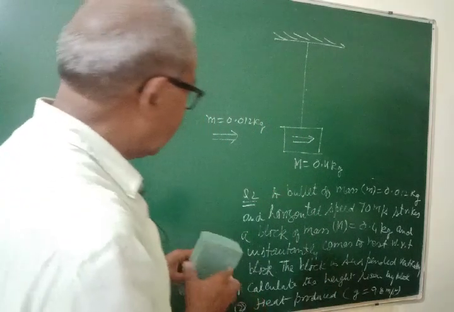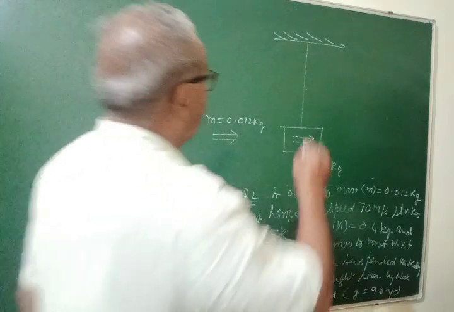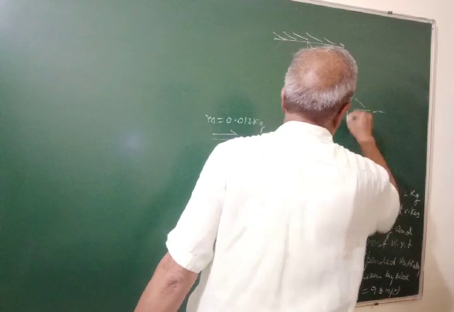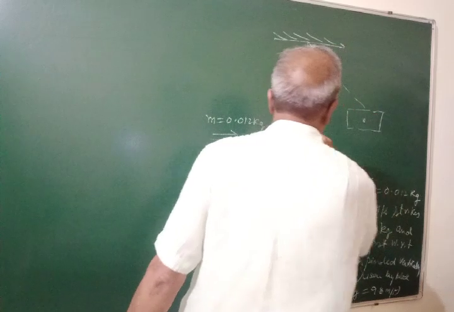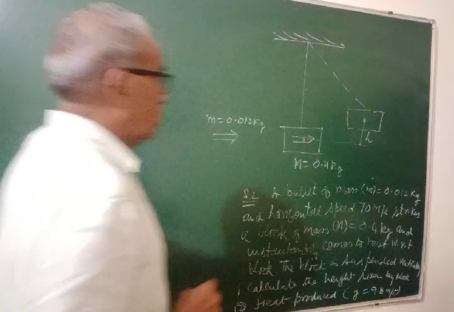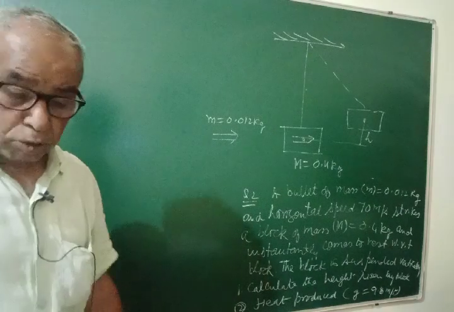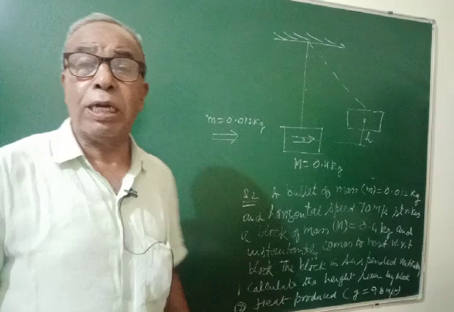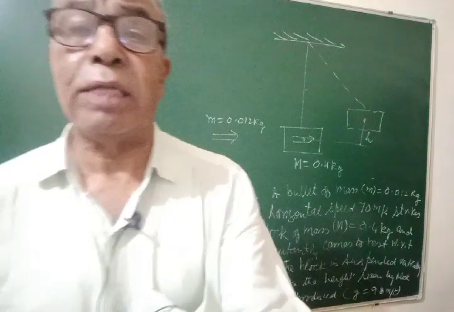So here it is asked how high it will rise. It may go like this somewhere. So this center of mass, how high will it rise and how much heat is produced. g is 9.8 meter per second square. For more clarity, you can read this question in your NCERT book. Now I come to the solution.